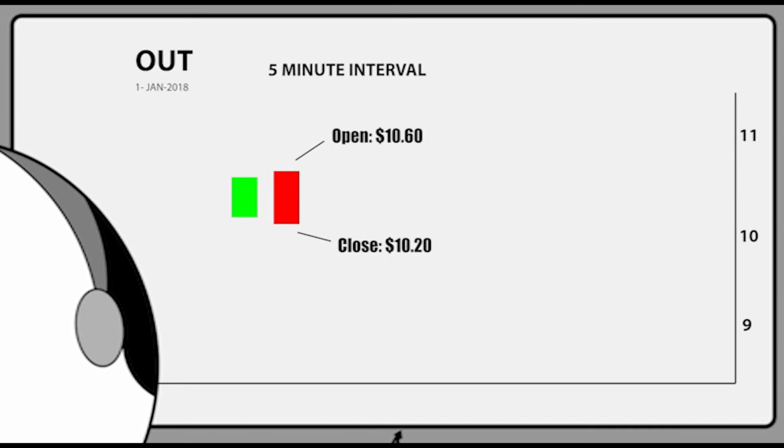The top of the candlestick will be at $10.60 and extend down to a lower price. Let's say $10.20. From here at the $10.20 mark, there would be a whole new set of buyers. If that is the case, the next candlestick will be green, starting at the $10.20 mark, but extending upward to a higher price during the 5-minute interval.